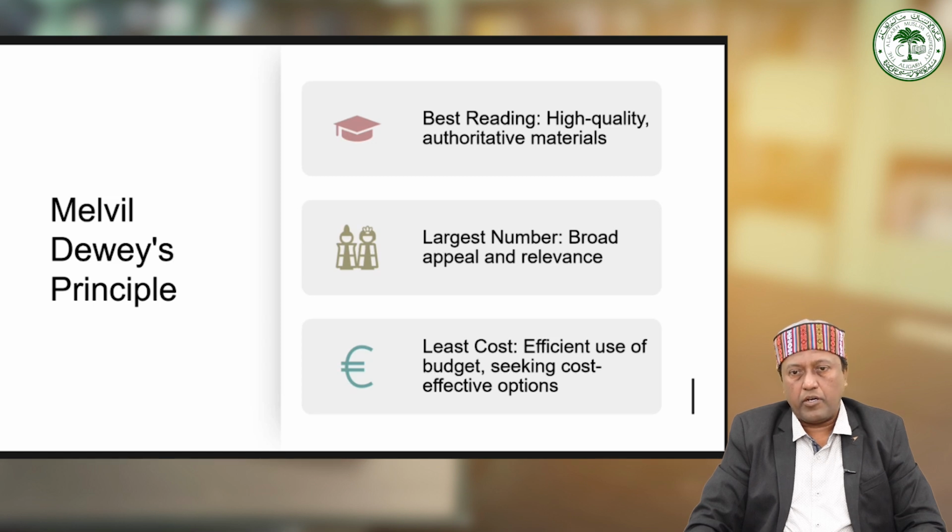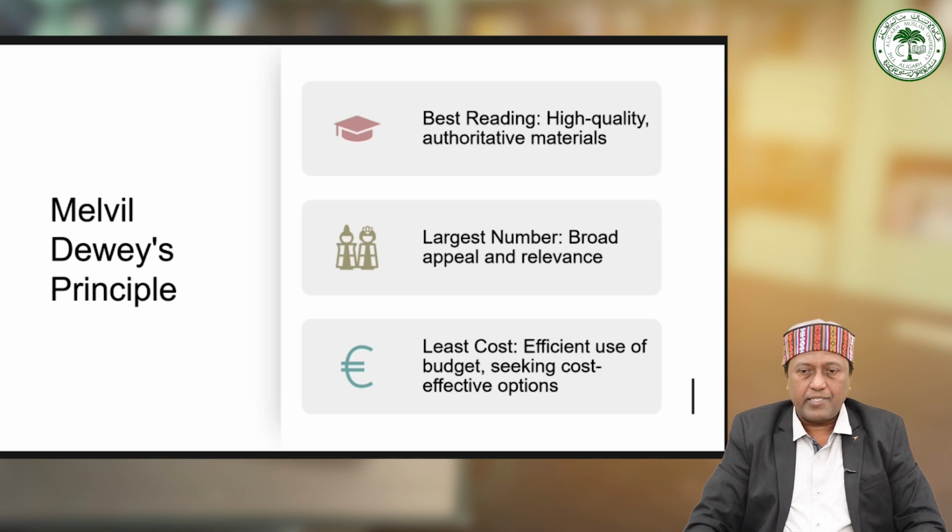Then the second element is largest number. Libraries serve diverse communities with a wide range of interests, backgrounds, and information needs. Dewey's principle emphasizes the importance of selecting materials that have broad appeal and relevance to the maximum number of users. This may involve acquiring materials on popular topics, classic works that have enduring value, or resources that address common information needs shared by a significant portion of the library's user base.